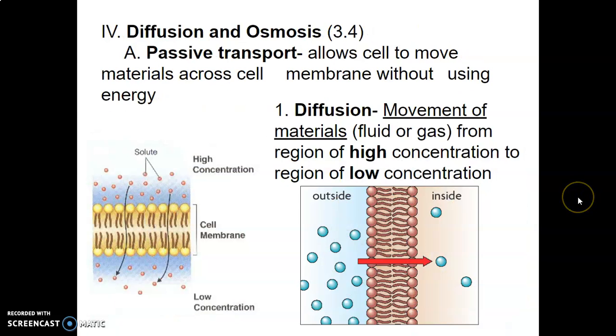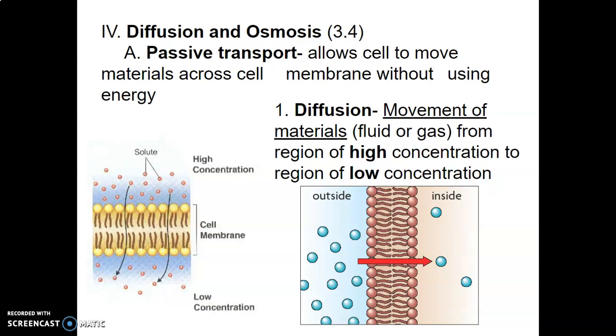Okay, passive transport, remember, requires zero energy. It just flows from high concentration to low concentration, just like an hourglass, let's say. It moves from where there's a bunch of sand in it to where there's less sand. Of course, that's gravity helping it do that, but kind of the same principle. It moves from a higher concentration to lower concentration, and no energy is required for things to move like that.